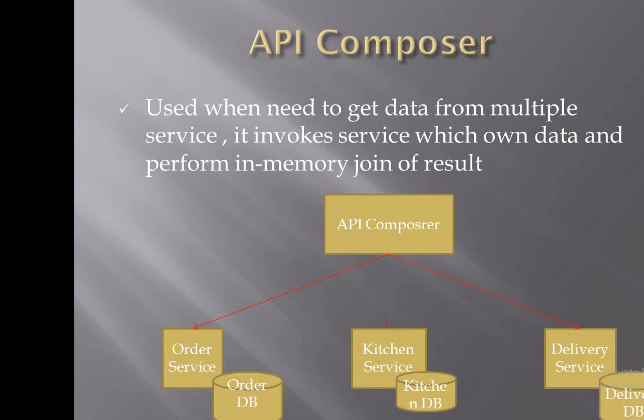The third pattern is API Composer. As I discussed in the database per service pattern, the disadvantage of using that pattern is querying. If you want to query data from multiple databases, how do you do that? For that, we have the API Composer pattern. API Composer is used when you need to get data from multiple services. It invokes the services which own the data and performs an in-memory join of the results. So if you need data from order service, kitchen service, or delivery service, which give you data from order DB, kitchen DB, and delivery DB, what API Composer will do is get the data from these services, then join the results and give the response to the customer.